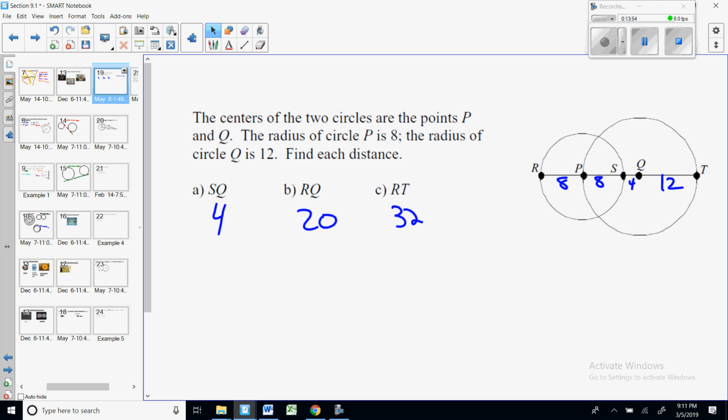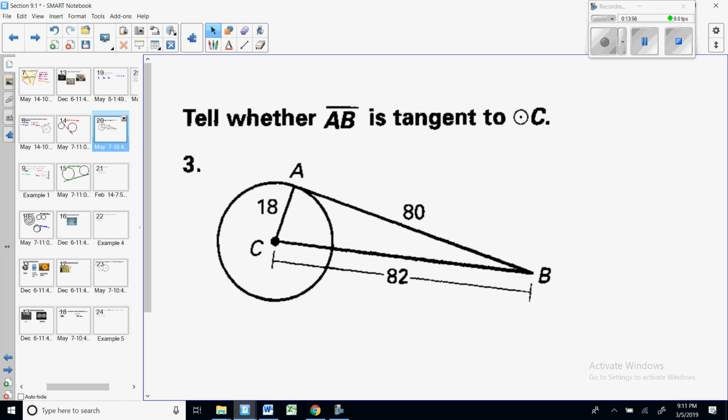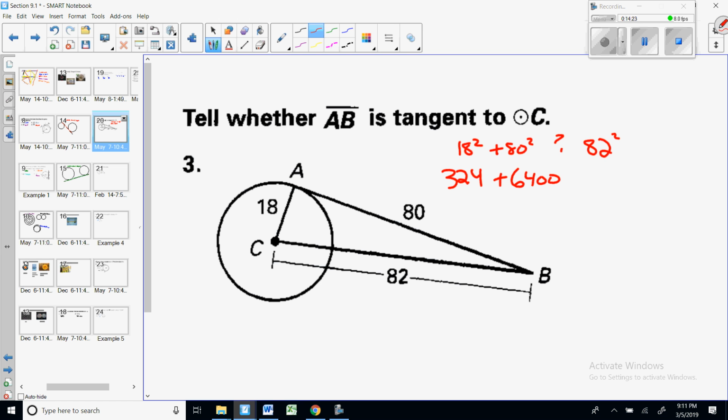Okay, tangent lines are perpendicular to a radius at its point of tangency. Okay, so we want to tell whether AB is tangent to circle C. And if it is, angle A has to be a right angle. In order for that to happen, you have to create a Pythagorean theorem triangle. So the question that we're asking here is 18 squared plus 80 squared equal to 82 squared. What's the relationship? Okay, well 18 times 18 is 324. 80 times 80 is 6,400. And combined, those two add up to 6,724.